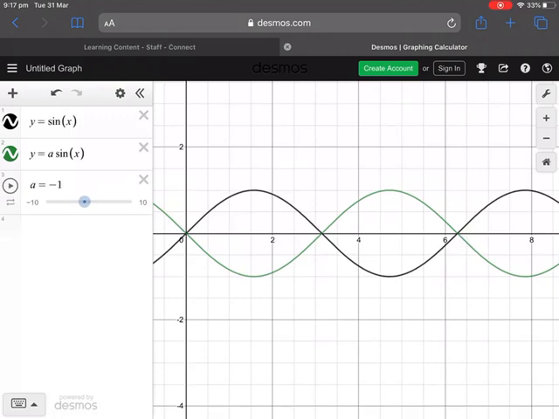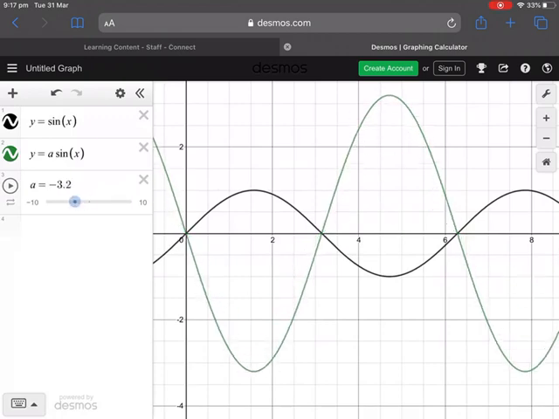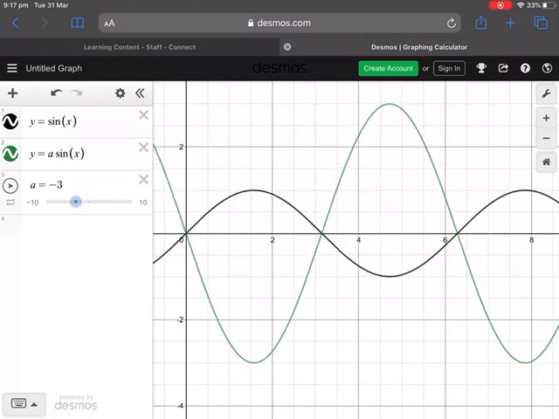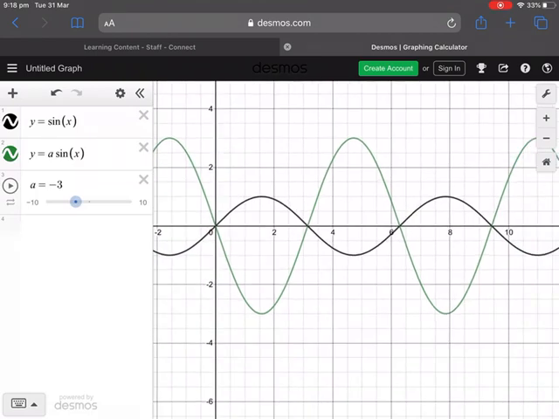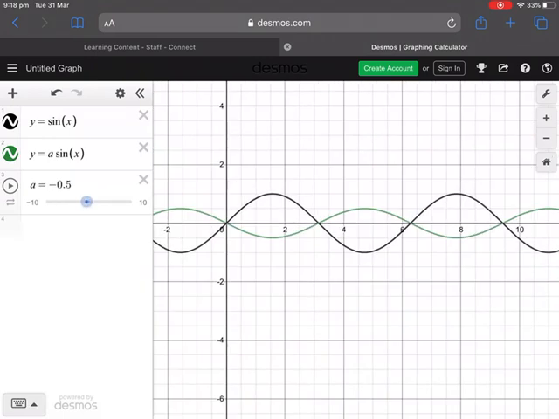But what it has done is reflected the graph about the x-axis. And then you can see if I continue to go into a negative, go to 3, if I zoom out, if a is -3, the amplitude is 3. So that's that one. Let me put that back to 1 and let me add another coefficient in.